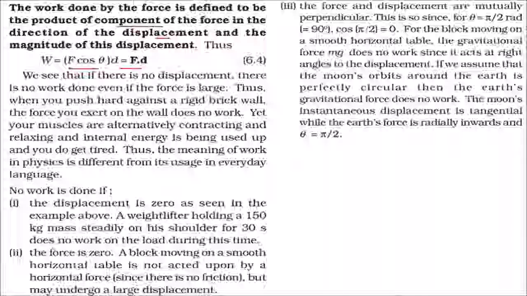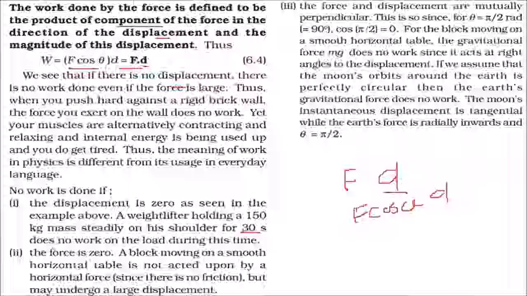So, if there is no displacement, there is no work done. If there is no displacement, D equal to 0, work done is 0. So, if you even try to push a very hard, rigid wall, you exert all your energy, but still there is no work done. So, we have to consider when work is not done. Because we have a formula, right? F dot D, you can say F cos theta D, right? So, the displacement is 0. The weightlifter, say, if he is holding a 150 kg mass steadily on his shoulder for, say, 30 seconds, still because there is no displacement during this time, the work will be 0 in this case.